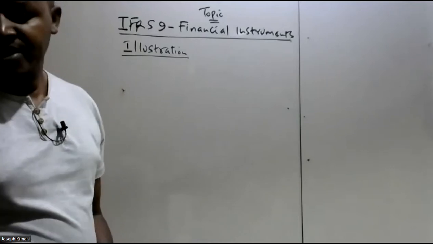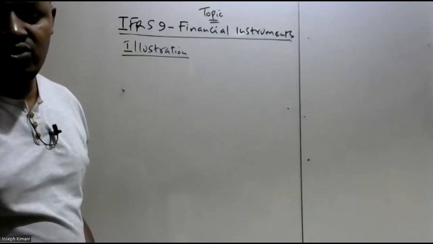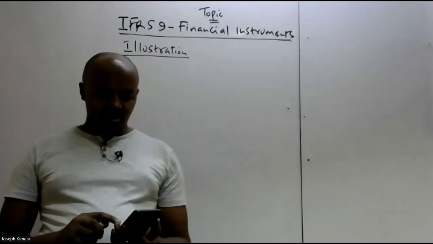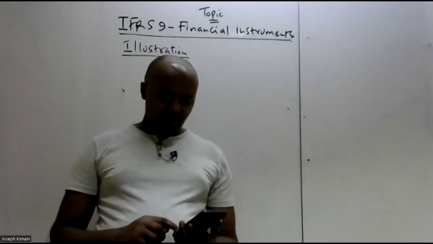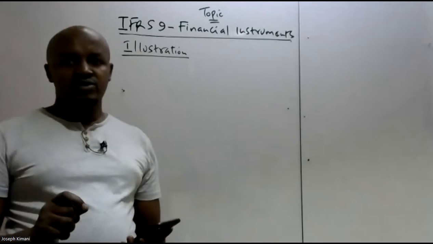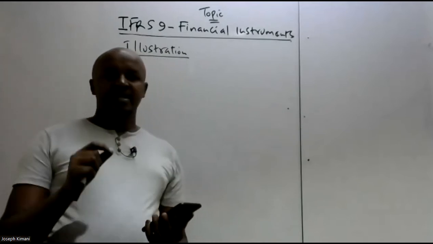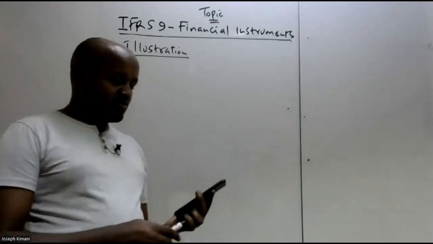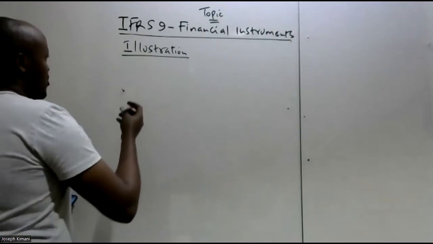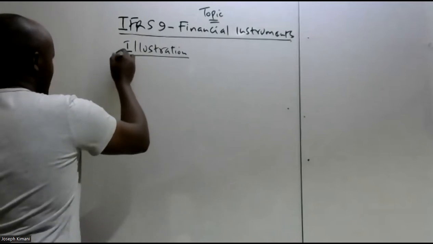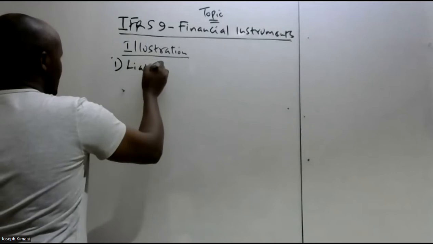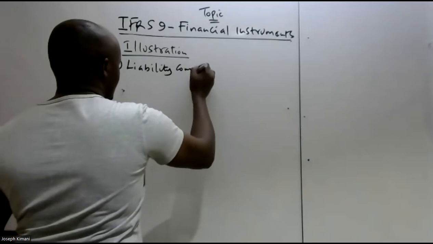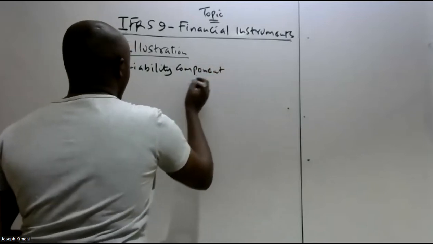Remember, if you come across such a question and you are required to split the two components, the equity component and the liability component, there are steps which you follow. One, you need to compute the liability component, and then from there you proceed and compute the equity component. Those are the steps you are going to follow. Step number 1 is to compute the liability component.